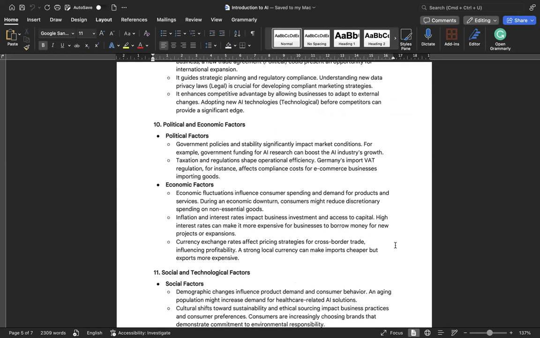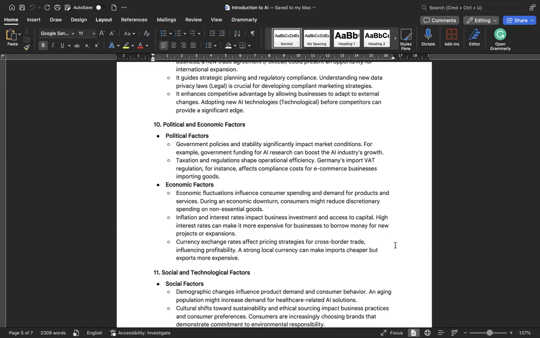For the political factors, government policies and stability significantly impact market conditions. What are the examples? Government funding for AI research will boost the application of AI for the rest of the industry's growth. And for taxation, taxation and regulations shape operational efficiency. They have mentioned Germany's import VAT regulation, for instance, which affects compliance costs for e-commerce businesses that are importing goods as well.